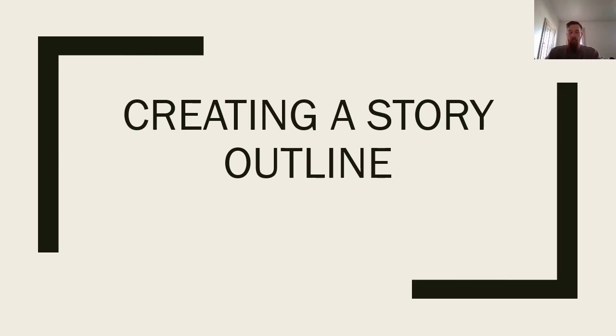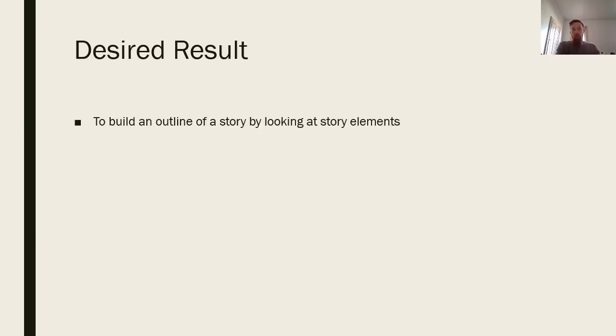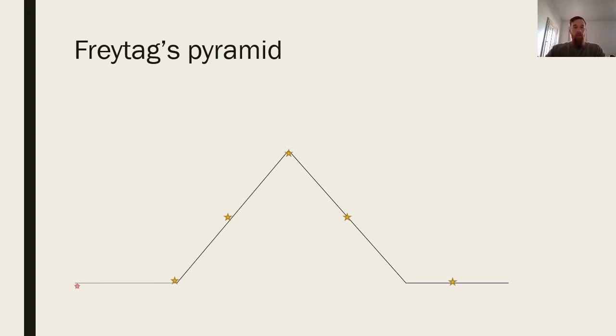Next week we'll flesh this out a little more, we'll turn it into something and start actually creating it, but today our goal is just to make an outline. So we're going to look back to the story elements, all the stuff that we've looked at as readers, and now we're going to use them as writers.